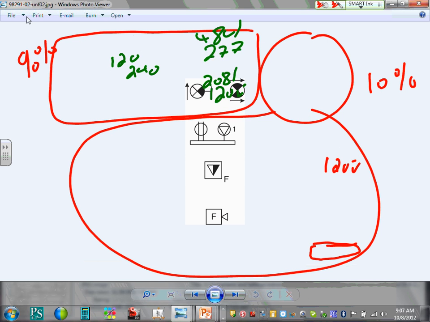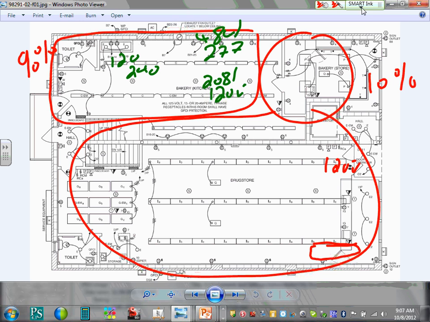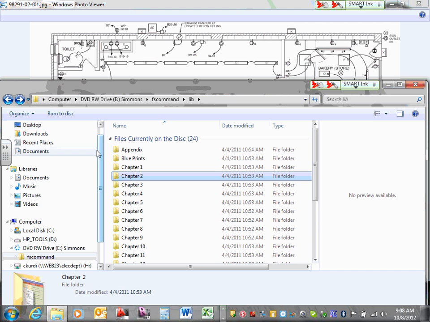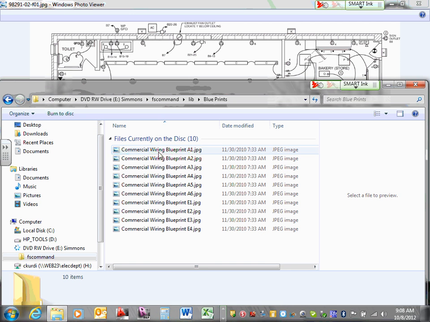A couple of other symbols that they use, guys, for the emergency light and so forth. We used a lot of these last time. So that's basically what I'm going to show from here. Next, I'm going to take you guys to the blueprints, and let's go look at the blueprints.